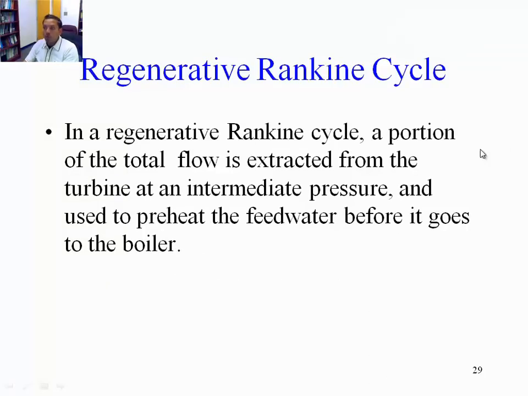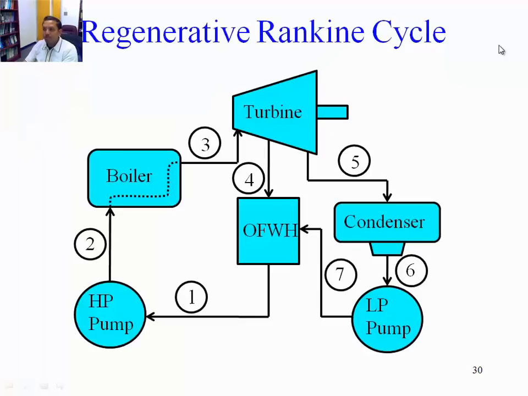Okay, so what we do in order to do so, a portion of the total flow is extracted from the turbine at an intermediate pressure and used to preheat the feed water before it goes to the boiler. So we preheat the water before it goes to the boiler. This is the basic schematics of a regen Rankine cycle. As always, point 1 is the inlet of the pump, which is saturated liquid, and then it goes through the pump, ideally isentropically, to point 2, and it goes into the boiler. There's a single pass through the boiler.